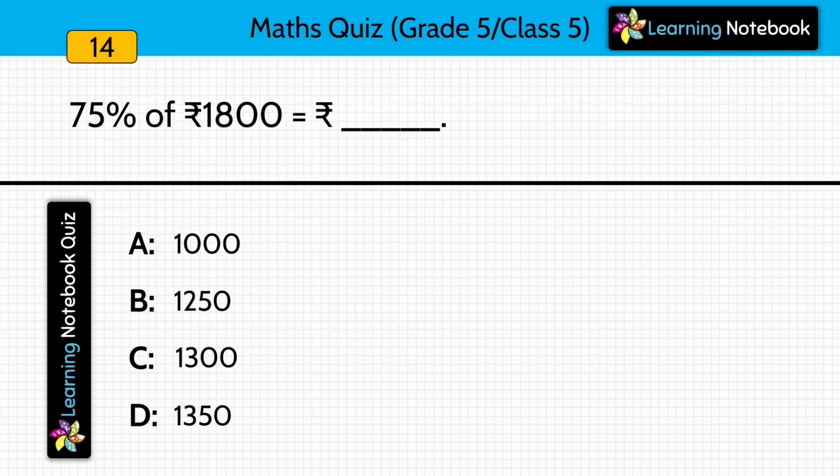75% of rupees 1800 equals to rupees dash. How to find a given percentage of a number? Yes, answer is rupees 1350. How will we solve this? 75 upon 100 into 1800. When we solve this, we will get this answer as 1350.